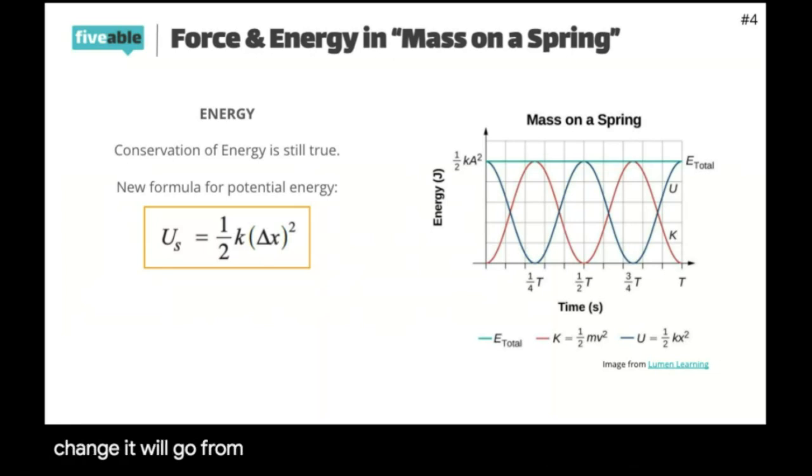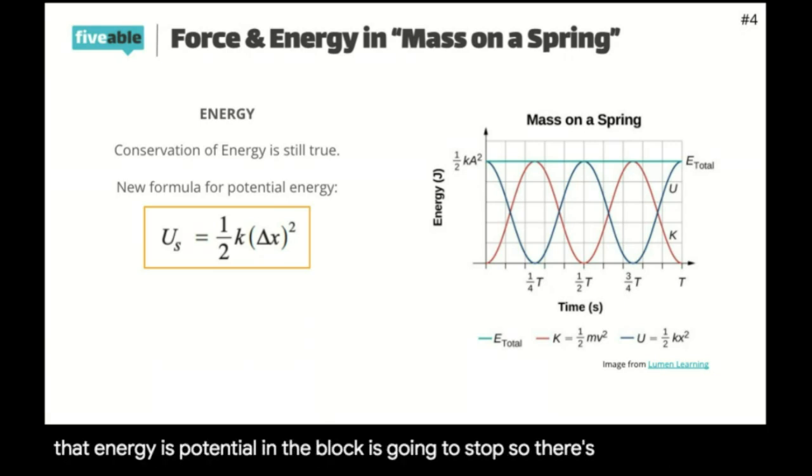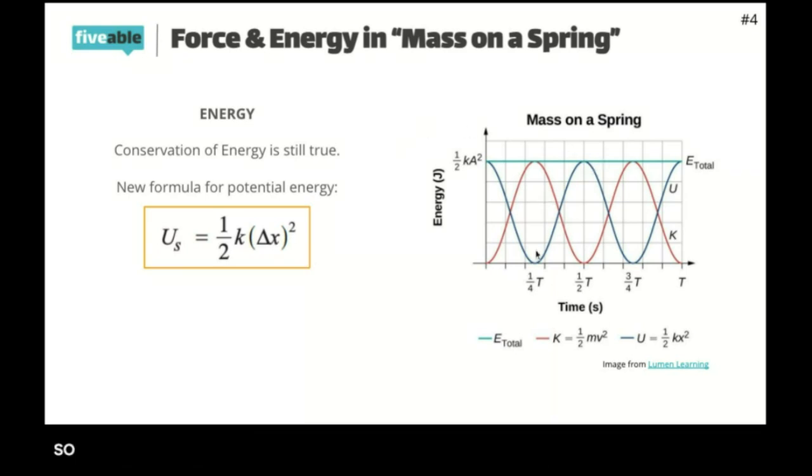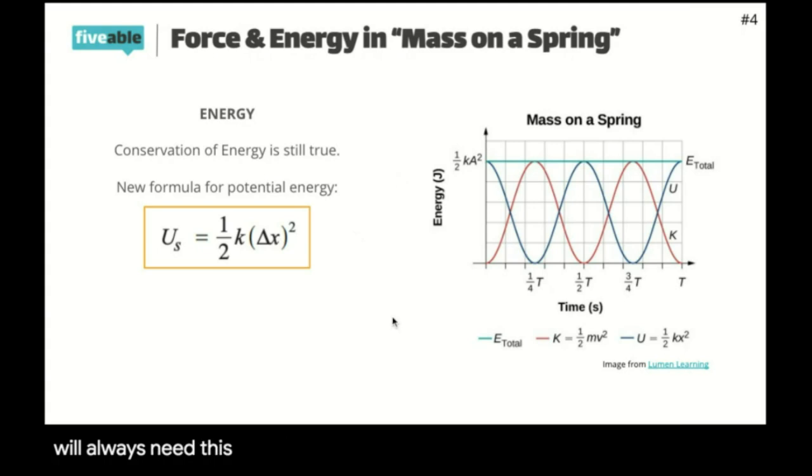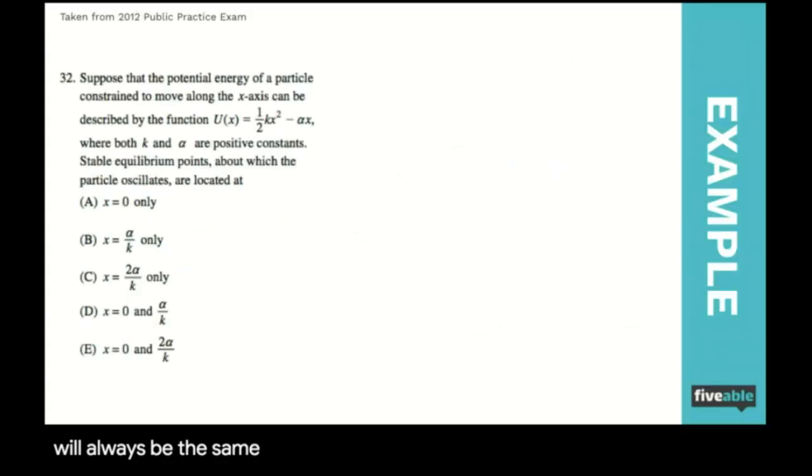It will go from potential to kinetic to potential to kinetic, but the total energy will always be the same. And the easiest way to calculate your total energy is to stick in your amplitude for your x, because we know at the max displacement point, all of that energy is potential and the block is going to stop. So there's no kinetic energy. So I love this graph because it visually reinforces that the different types of energy are changing, but the total, this top kind of greenish line, will always be the same. Okay, so here we go.